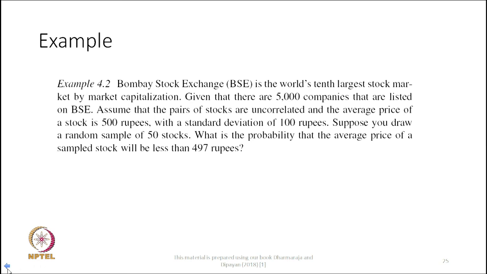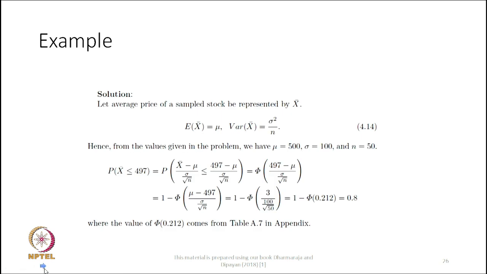Consider this example. Go through the example, and you can make out what information is given. The question is, what is the probability that the average price of a sampled stock will be less than 497 rupees? Let me show how to solve this problem.